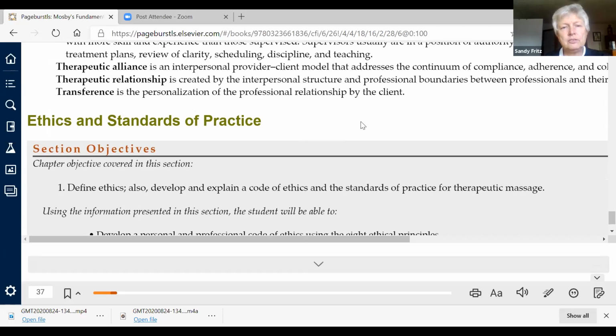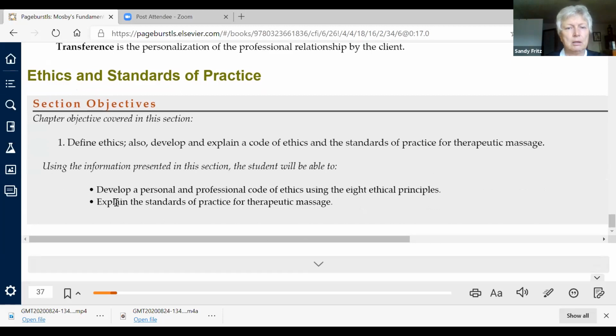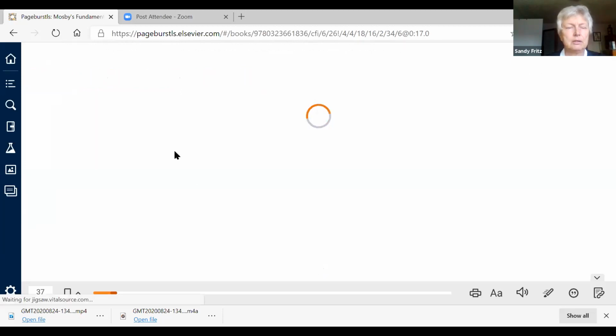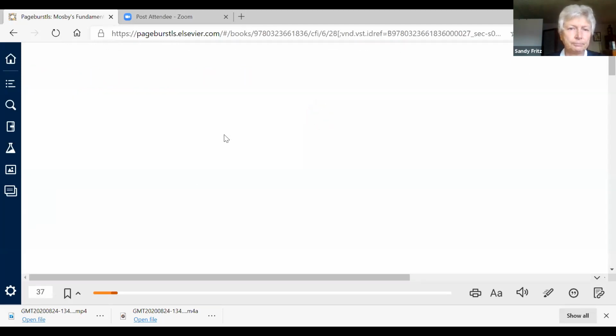So the first study segment here then is ethics and standards of practice. And you're going to learn that ethics is more vague, and standards of practice is more concrete. So we'll delve through this in this segment. Hit this button down here to get to the next section.